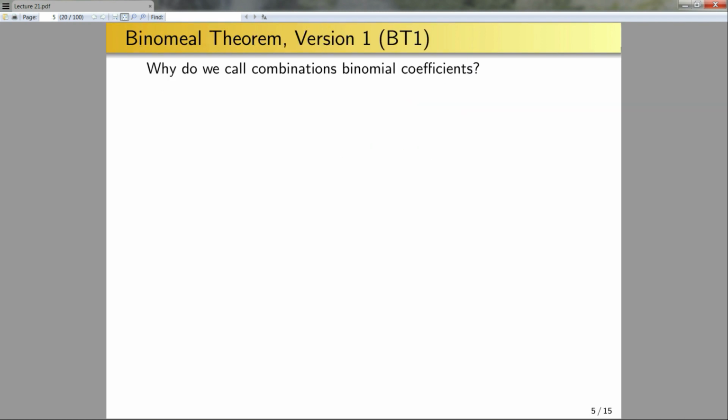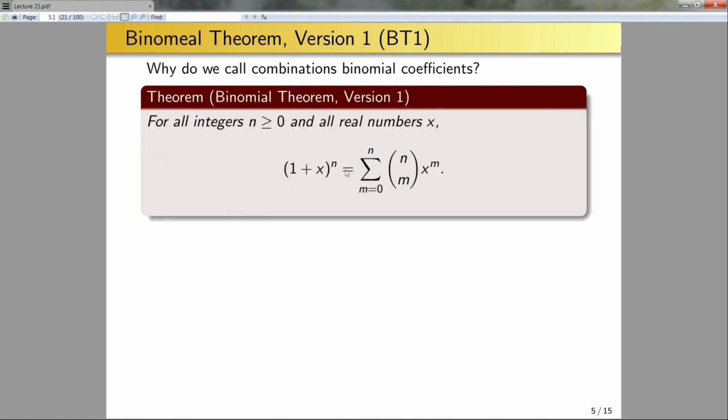So, binomial theorem. Why did I refer to combinations as binomial coefficients? Well, we have a theorem. For all integers n greater than or equal to 0 and all real numbers x, this expression here is equal to this expression here. So explicitly, if I want to compute 1 plus x to the n, I simply compute these binomial coefficients and then build this sum.